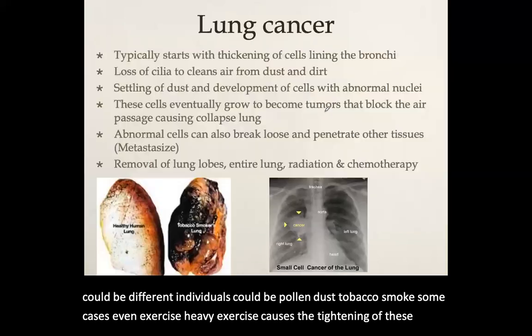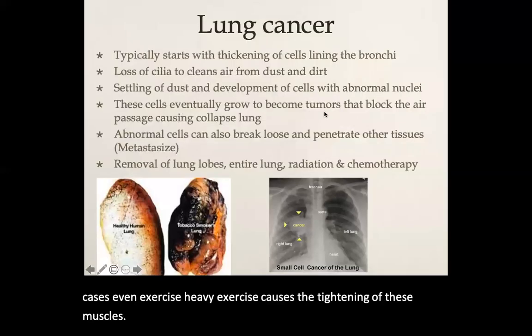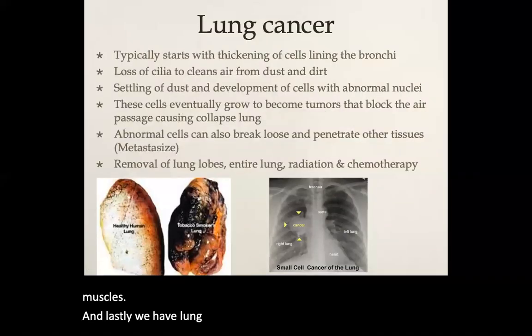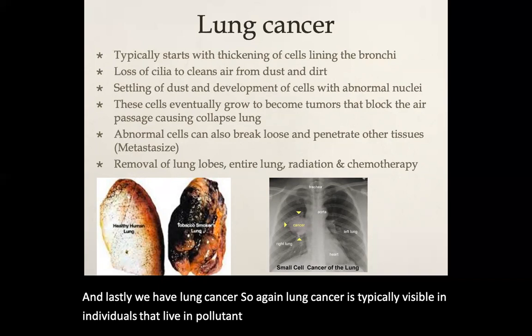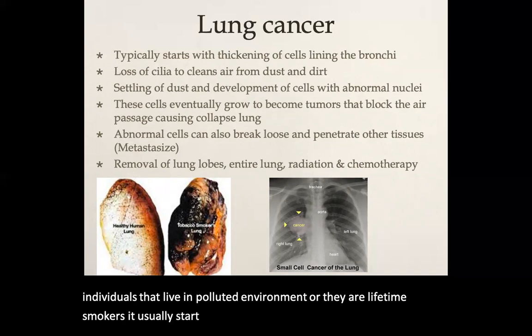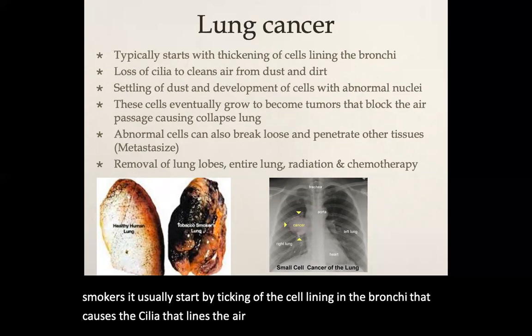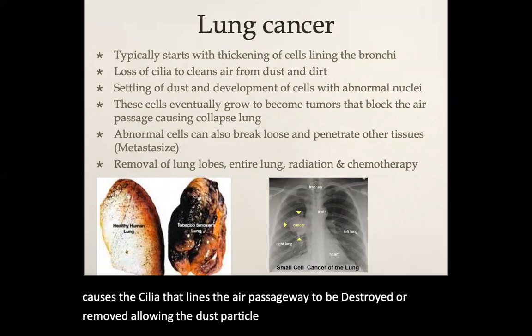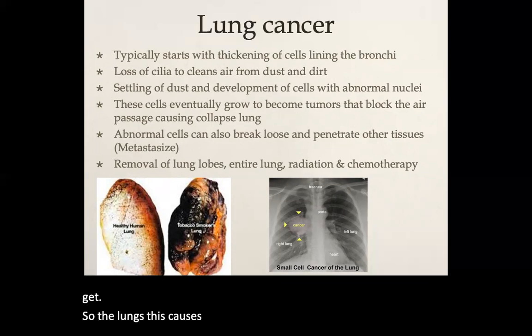And lastly, we have lung cancer. Again, lung cancer is typically seen in individuals that live in a polluted environment or are lifetime smokers. It usually starts with thickening of the cell lining in the bronchi. That causes the cilia that line the air passageway to be destroyed or removed, allowing dust particles and dirt from the environment to get access to the lungs. This causes abnormalities in the cells that can eventually develop into cancerous cells.